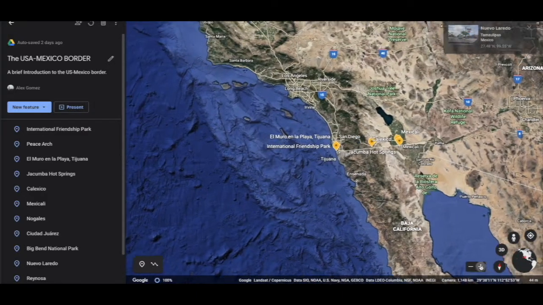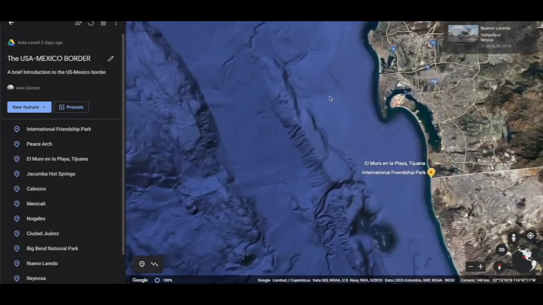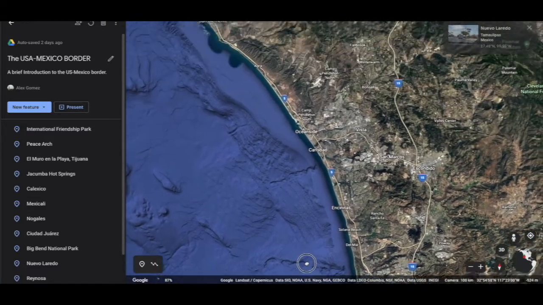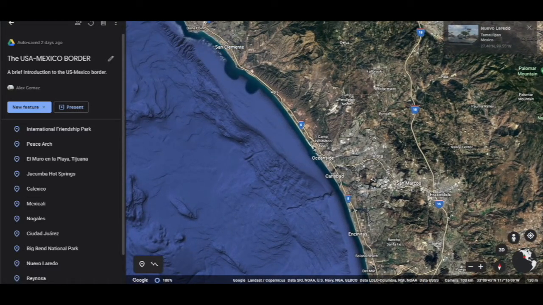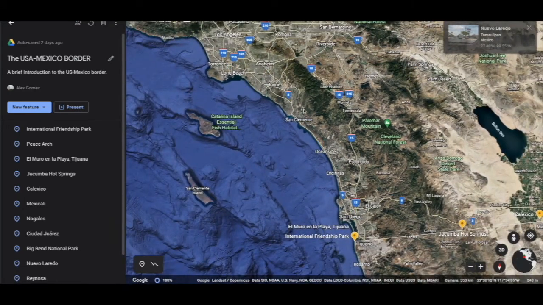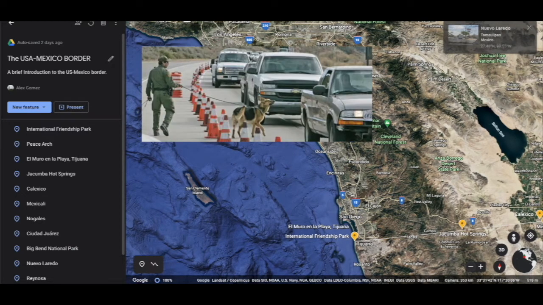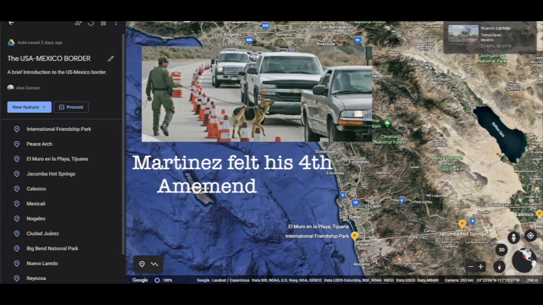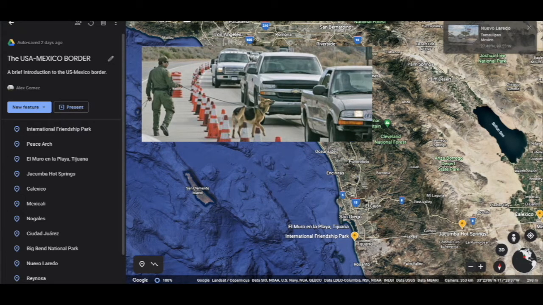Let's see if I can get closer to it. And Encinitas, Carlsbad, and right here there was a guy who was smuggling two people from Tijuana, and by the time he got to San Clemente, he got pulled over at one of those border checkpoints and he got caught. But he sued the US on the grounds that they were violating his 14th Amendment. And then the Supreme Court decided that they had the right to check anyone within this 100-mile border zone.